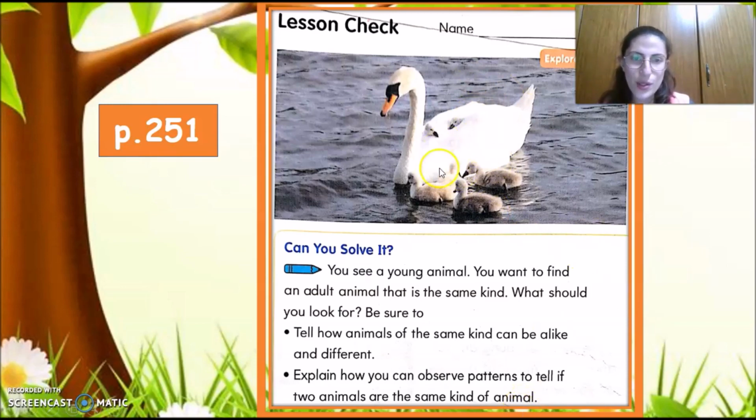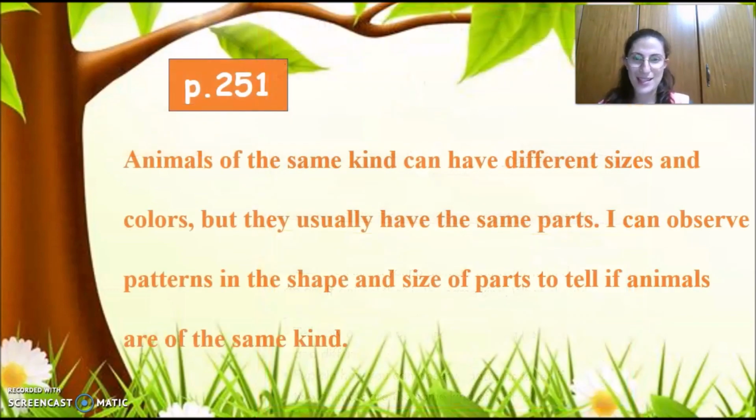So to know if two animals are of the same kind, we have to compare. What do we mean by compare? Observe carefully the two animals to check how they are the same and how they are different. Clear? How would they be the same? They would share the same body parts. How would they be different? They might have different sizes and different colors. Clear so far? Great. Let's move on.